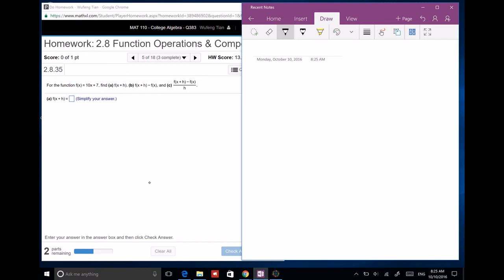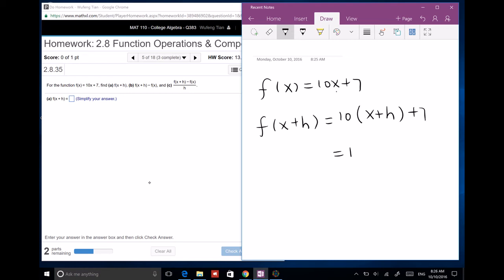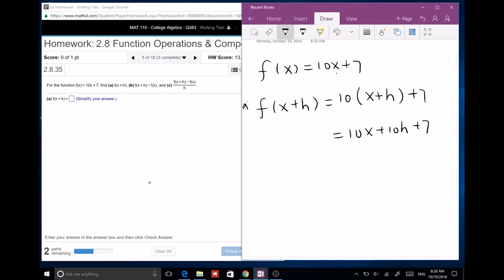Okay, so f(x) equals 10x plus 7. Next question is f(x plus h). Now what is f(x plus h)? So replace x by x plus h. So it's 10 times (x plus h) plus 7. It's going to be 10x plus 10h plus 7. Okay.